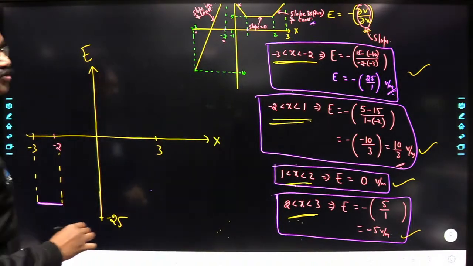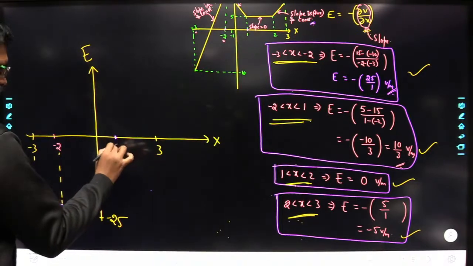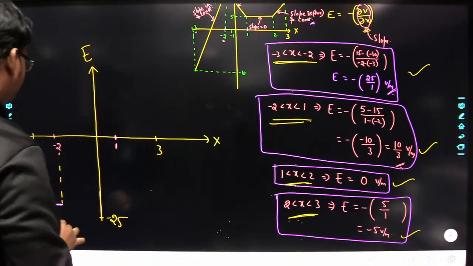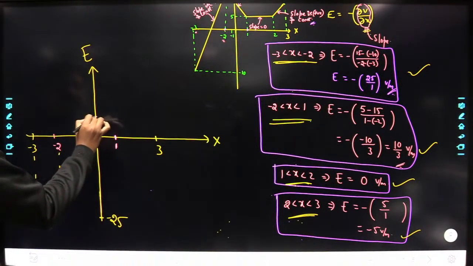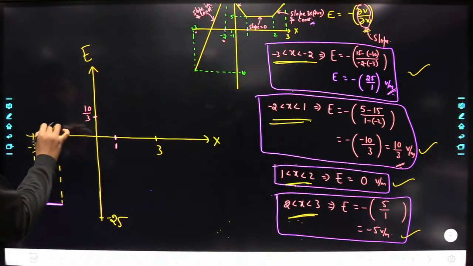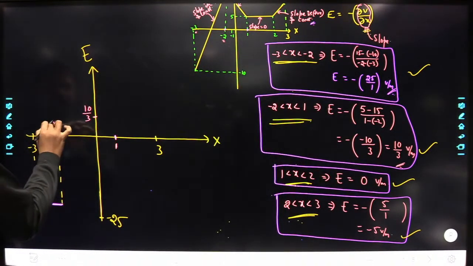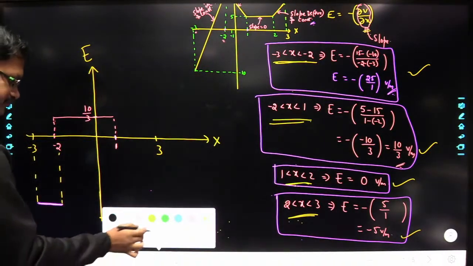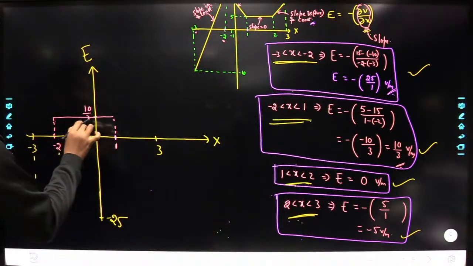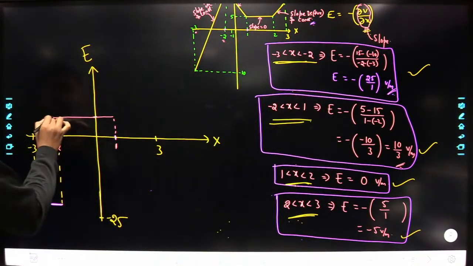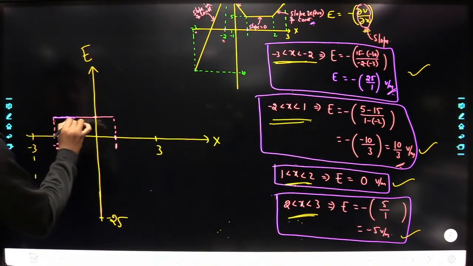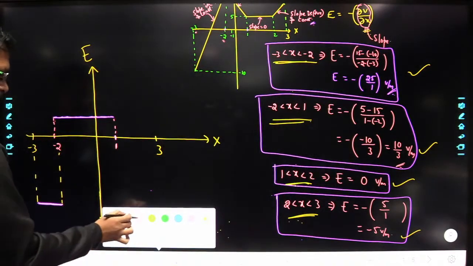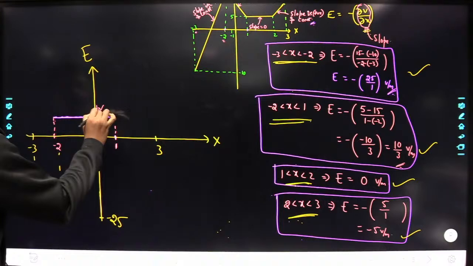Next, minus 2 to plus 1. So from here to here, minus 2 to plus 1, the electric field is 10 by 3 volt per meter. So let us say this is 10 by 3. So here this value is 10 by 3.